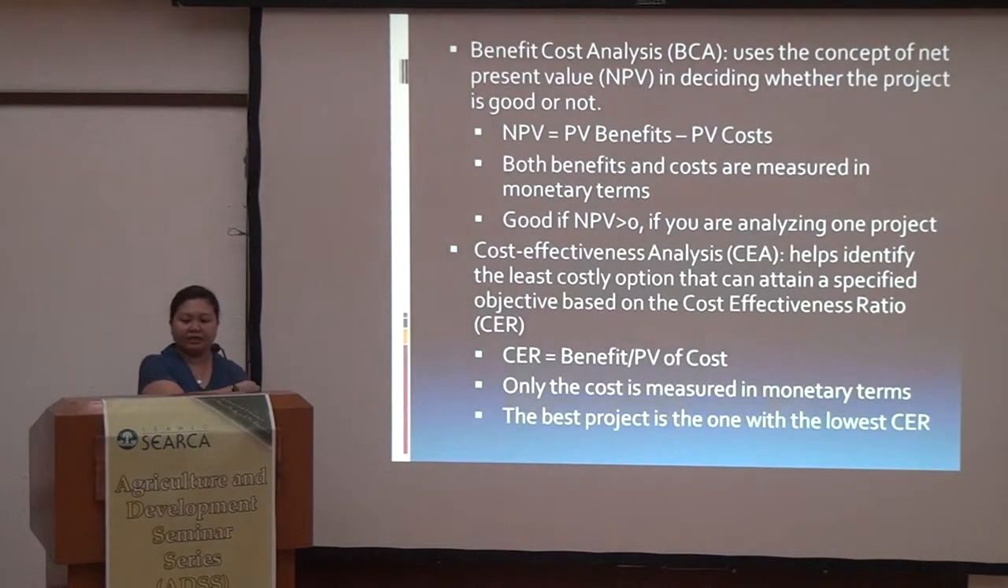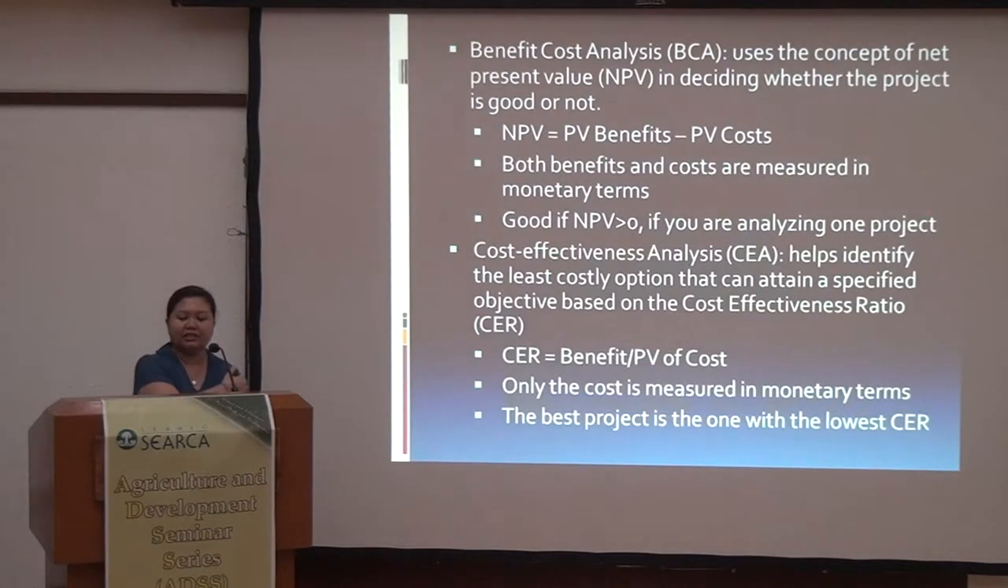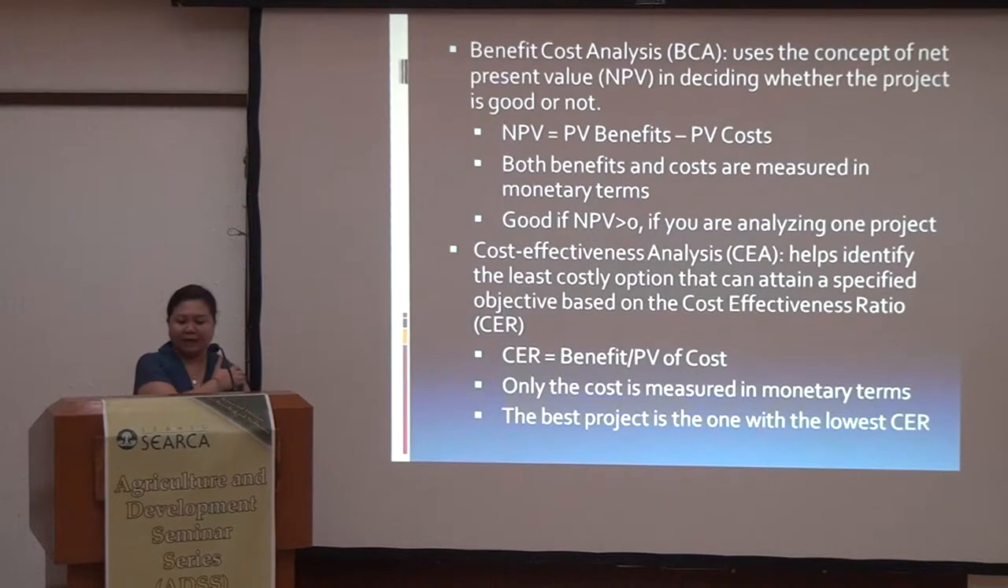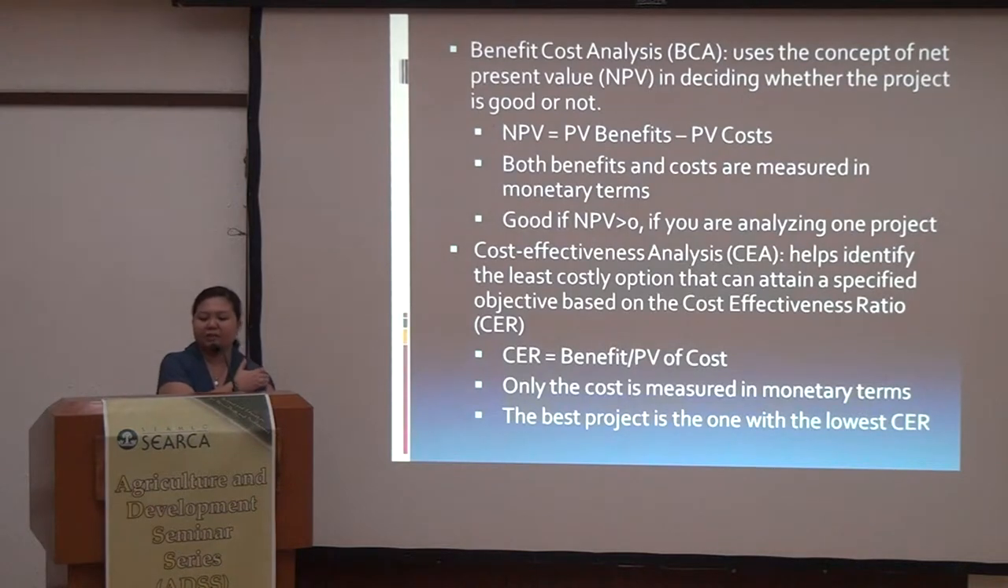Cost-effectiveness analysis, on the other hand, helps identify the least costly option that can attain a specified objective based on the cost-effectiveness ratio. In this case, only the cost is measured in monetary terms, while the benefit is measured in some other unit of measure, for example, the number of households or total area protected. In computing the CER, it is simply the benefit or the effectiveness measure divided by the present value of cost. And the best project can be chosen based on the one with the lowest cost-effectiveness ratio.